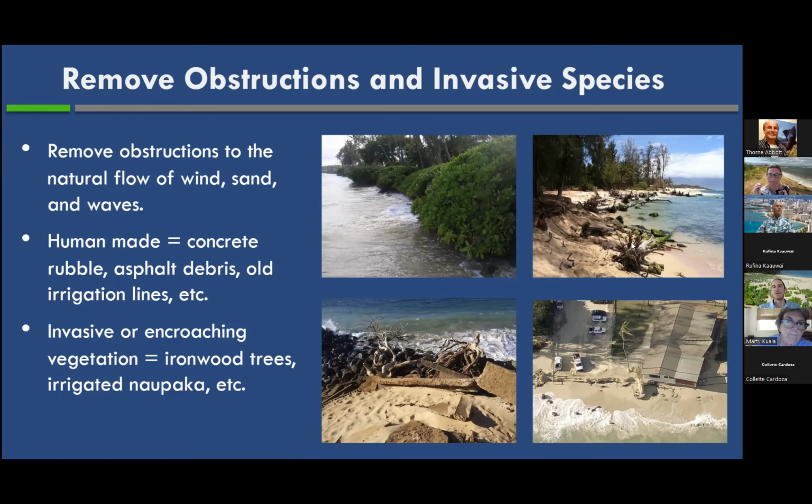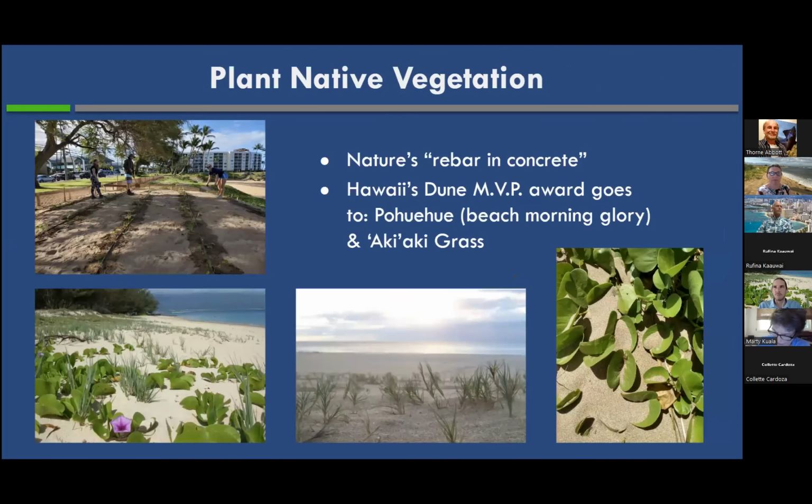Another common example over here on the right is ironwood trees. Invasive ironwood trees can grow right down onto the beach, and then they erode out and fall out of the sand and create a hazard along the coastline. So once we've removed those obstructions, we can plant the native vegetation. And we sometimes refer to native plants as nature's rebar in concrete. It's very, very effective at holding the sand, but not holding it so tightly that it's not accessible to the beach after those big storm events.